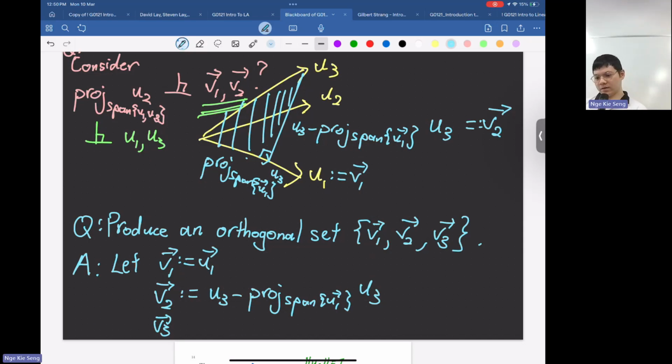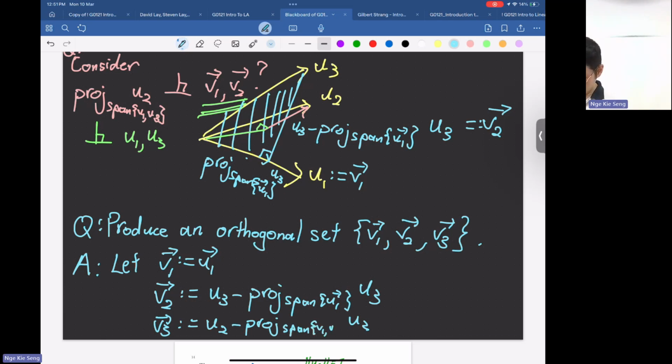And then you want to project your U2 onto the plane. So where's the 90 degrees here? Maybe the 90 degrees should happen here. So you should take your U2, and take away the projection of U2 on the span of V1 and V2.